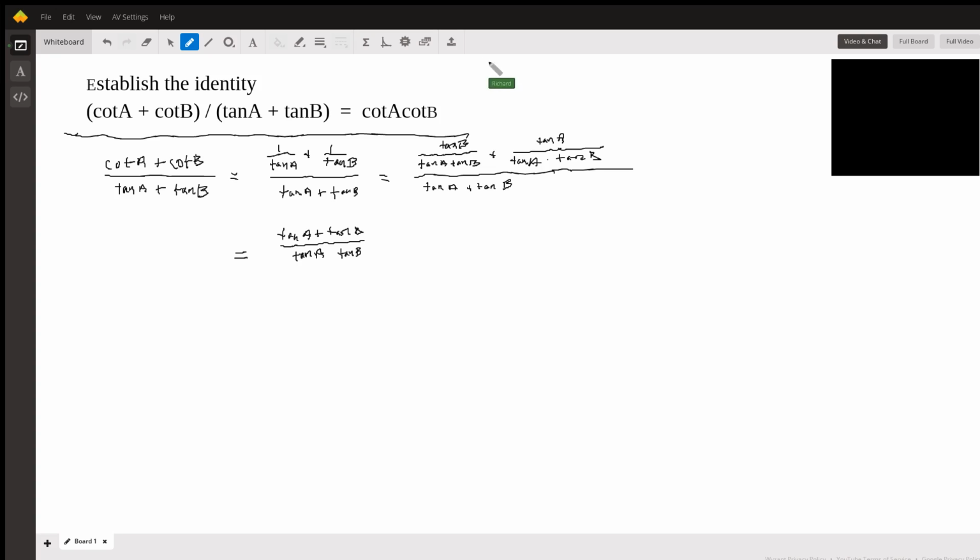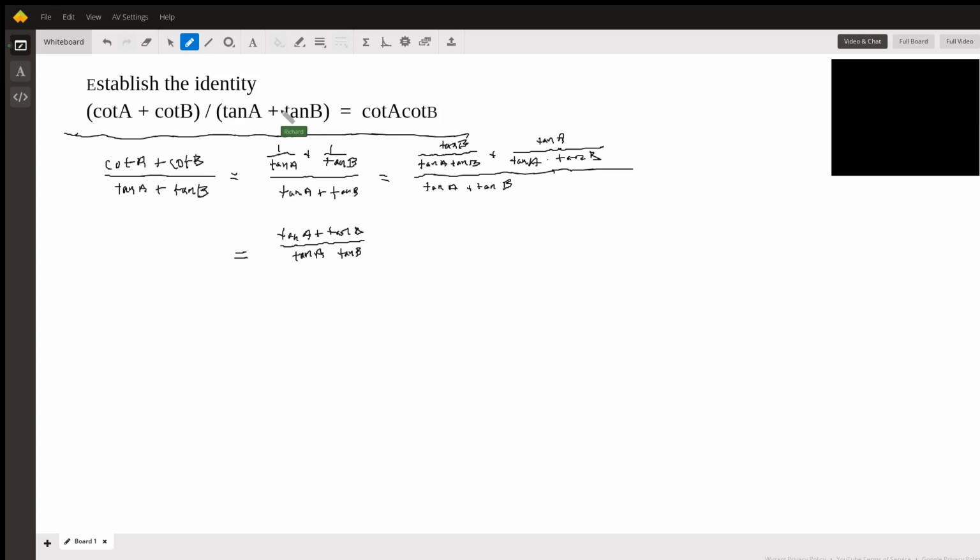You're going to be spending a lot of time establishing identities in the class and pre-calculus. The thing to remember, in my opinion, is it's really all about algebra. It's really not about trigonometry, although it seems to be about trigonometry. It's really about algebra. So if your algebra is strong, you should be able to do these without too much trouble. Another tip I'll give you is you always work on the side that's more complicated.